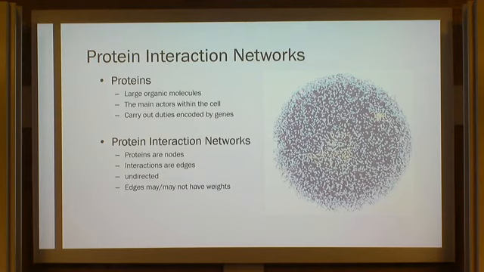They're usually undirected, but the edges may or may not have weights, so you could put a probability on them of how likely that edge is to exist. Everything I show you today you could do with weighted networks. I'm not going to do it with weighted networks because it makes it ugly, but basically the principle remains the same.